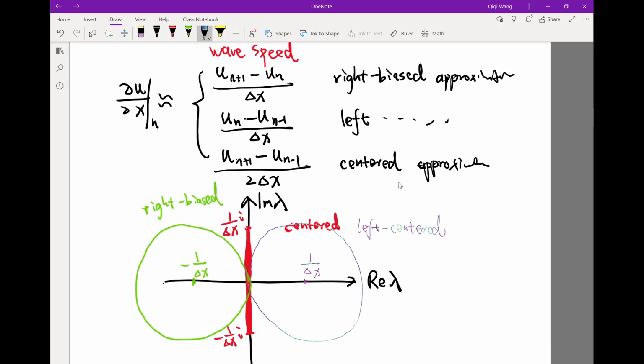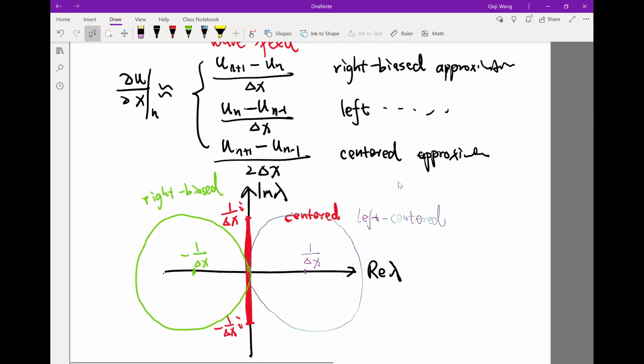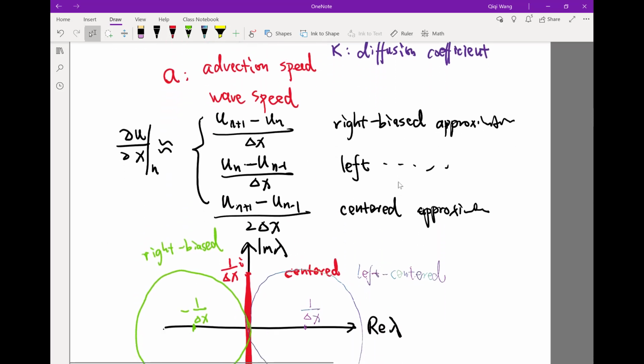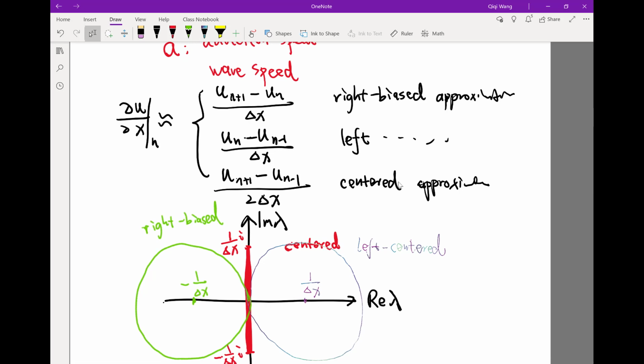This tells you what kind of scheme to use for different scenarios, right? So we have seen that if we use a centered scheme, because the resulting ODEs are marginally stable, even though it's a second order scheme, when you use it, you still get a lot of errors, right?